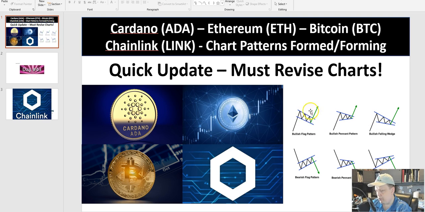So we have a couple that we had, basically all the four that we showed the other day. We're all pretty much forming a bullish flag pattern or a pennant. Well, mainly a flag pattern because it was a channel here. But now a couple of them are getting revised into a falling wedge pattern, and I'll show you that.